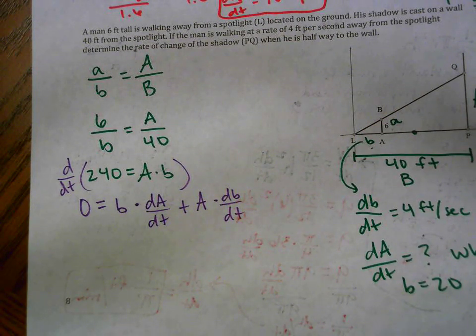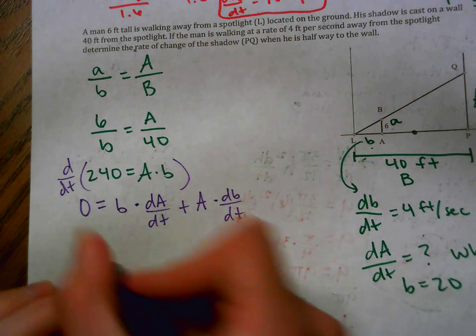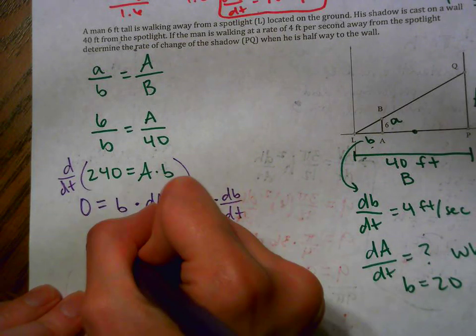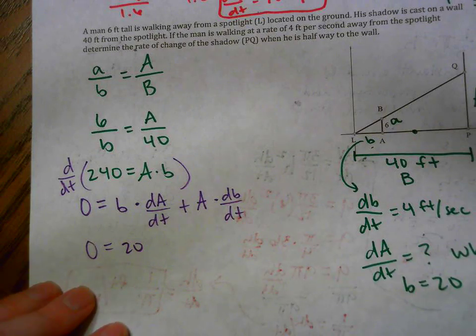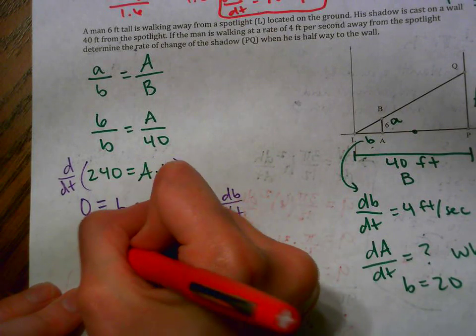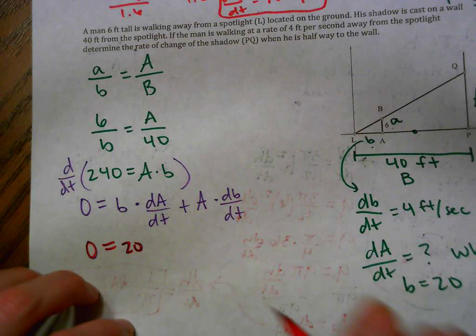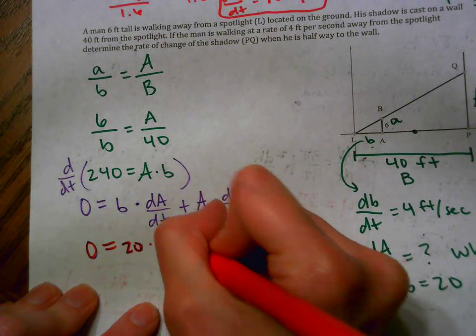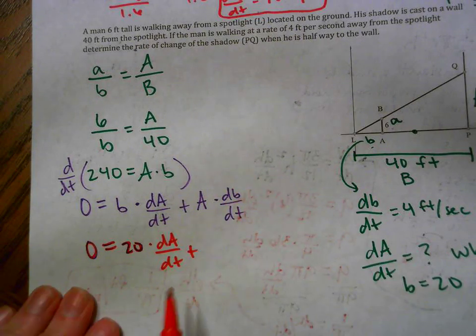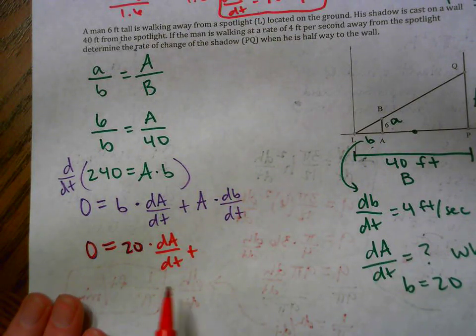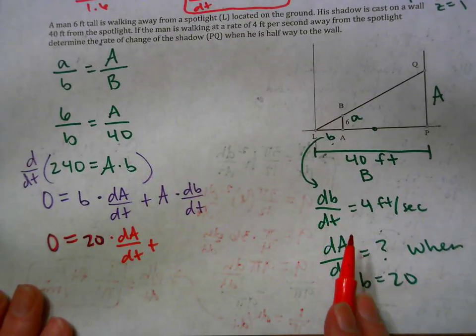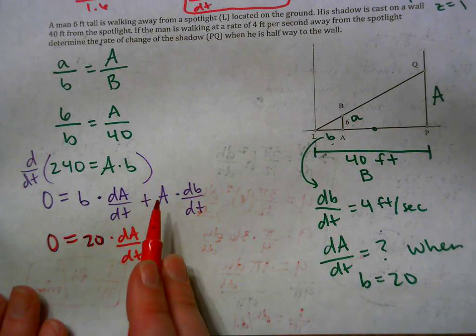Okay, so now we're ready to plug in, and we'll see if we're missing anything. The only thing we should be missing is dA/dt. So we have 0 equals lowercase b, which we're going to use 20. I was trying to stay the same in my colors, use red when we plug in. Times dA/dt, which is what we're looking for, so we can keep that. Plus uppercase A. Do we have that over here? We have not labeled that at this point in time. We know dB/dt, we just need to get our uppercase A.